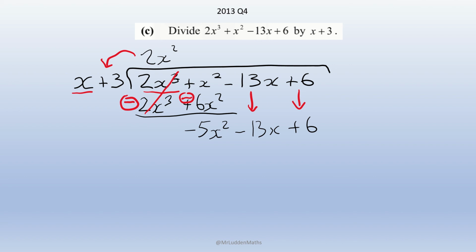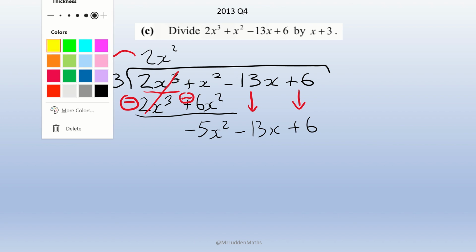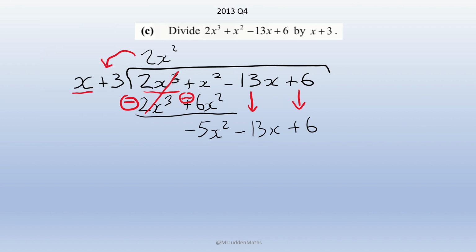I need to find out how many times my x plus 3 goes into my new expression down here. So I'm going to take my x, and I'm going to ask how many times it goes into my minus 5x squared. I'll get my highlighter down just to make sure you know where I'm looking. The first thing I asked, just to loop back, was how many times it goes into my 2x cubed, and I got my answer. Now I'm asking how many times my x goes into my minus 5x squared. Of course the answer is minus 5x.